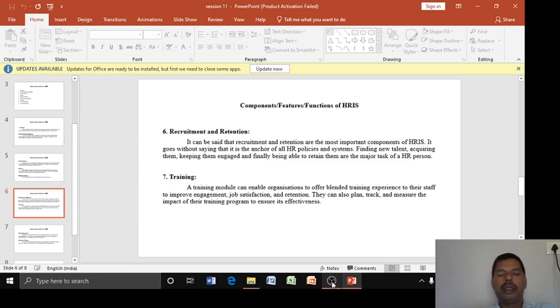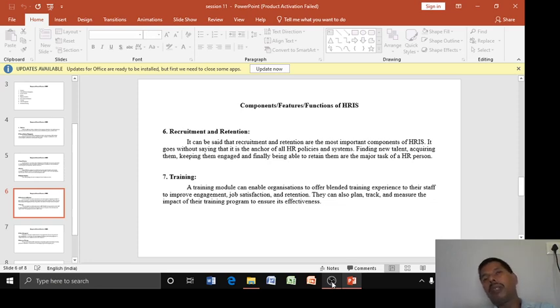Next one is training. A training module can enable organizations to offer a blended training experience to their staff to improve engagement, job satisfaction, and retention. So continuous training can be possible only if we have a very good database of our employees in the system, and they can also plan, track, and measure the impact of their training program to ensure its effectiveness.